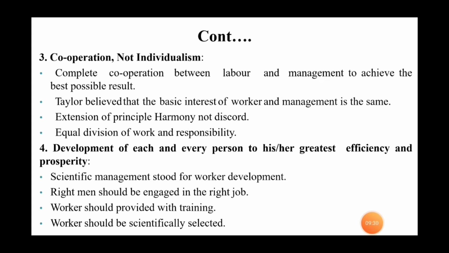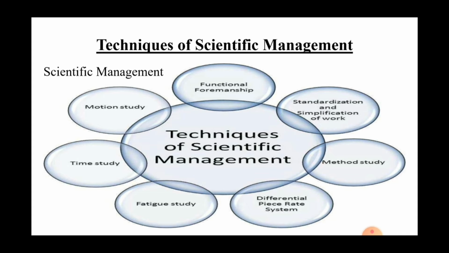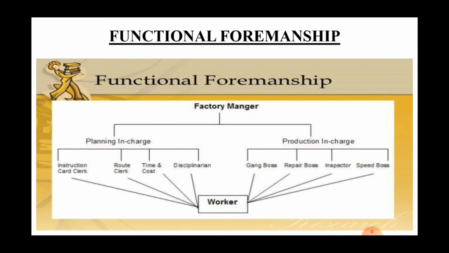Taylor also suggested some techniques to follow the principles. First of all, he suggested different techniques like functional foremanship, standardization of work, method studies, differential piece-rate system. Now we can discuss the techniques of scientific management. First technique given by Taylor is functional foremanship.